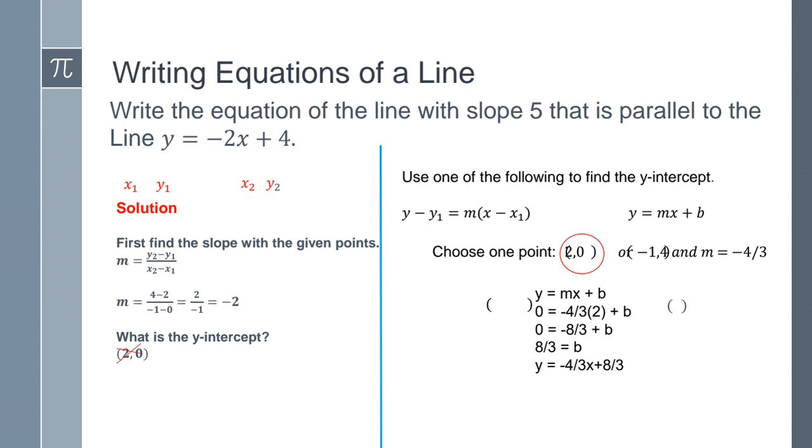On the right side, we multiply negative 4/3 times 2, which will give us negative 8/3, and then plus b. So we're going to add 8/3 to both sides to solve for b. If we add 8/3 to both sides, b equals 8/3. So now I have my equation. My slope was negative 4/3, and my b is 8/3. So all we do is plug them in, and we have our equation. If you notice, it's the same one as what we did using the point slope formula.